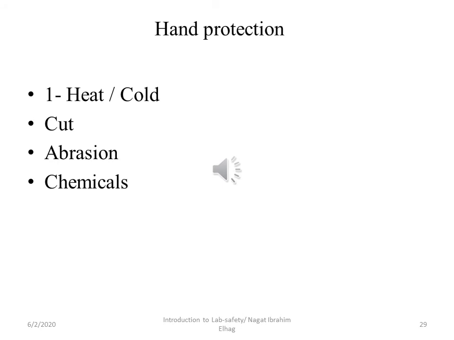Slide number 29 talks about hand protection. The hand is usually exposed to many types of hazards such as heat, cold, cuts, abrasion, and chemicals. So we have to wear the suitable type of gloves when dealing with certain materials inside the lab to keep our hands safe.